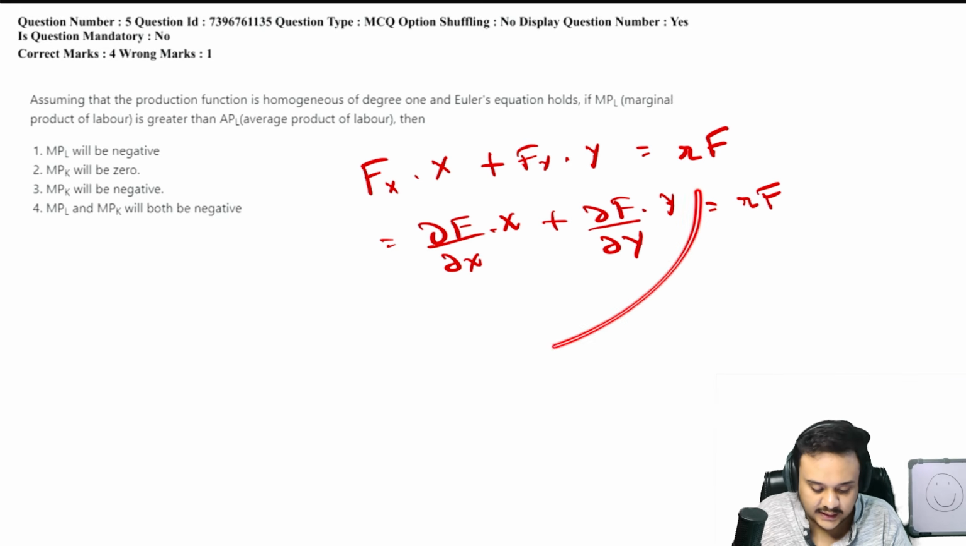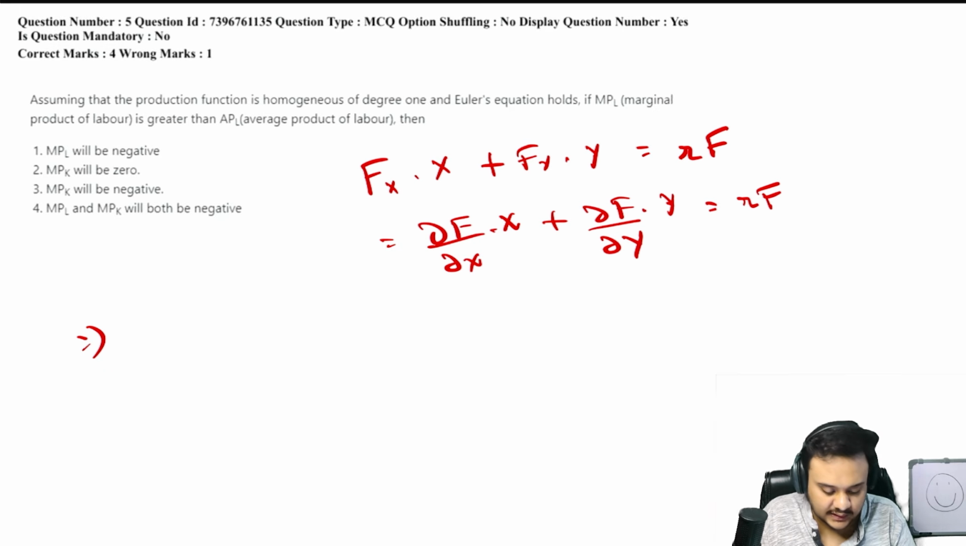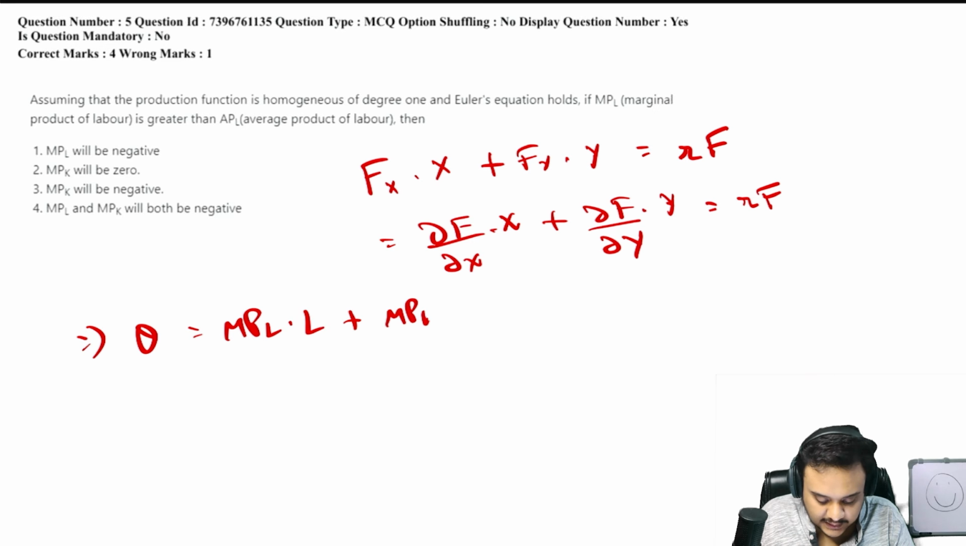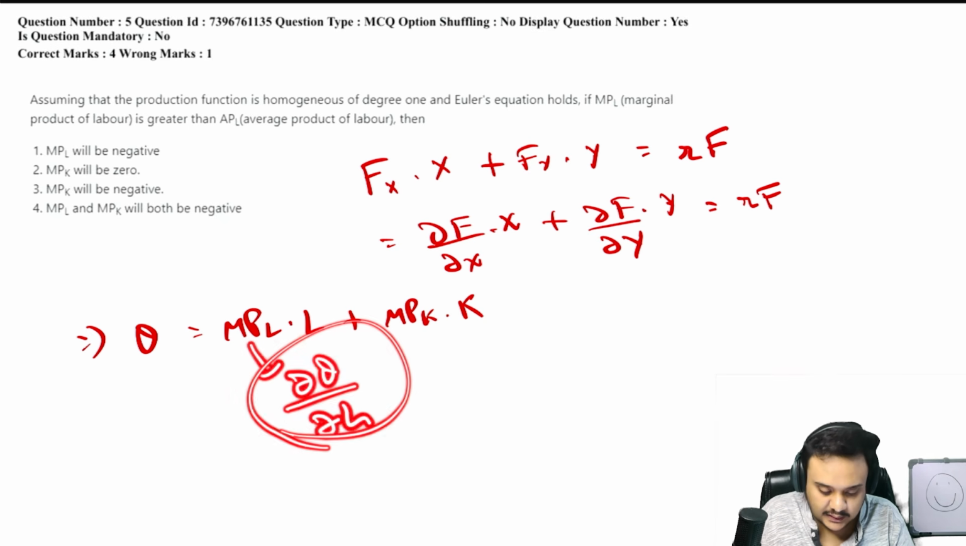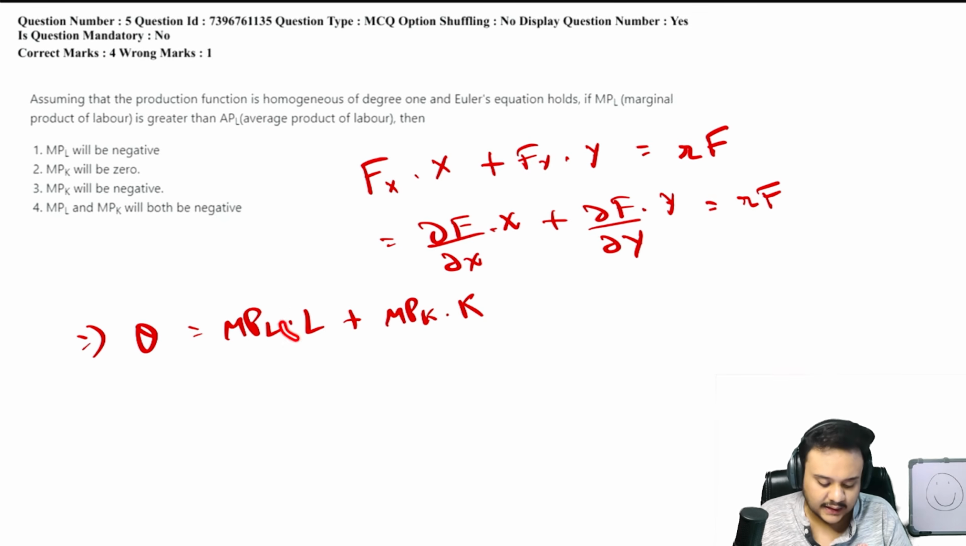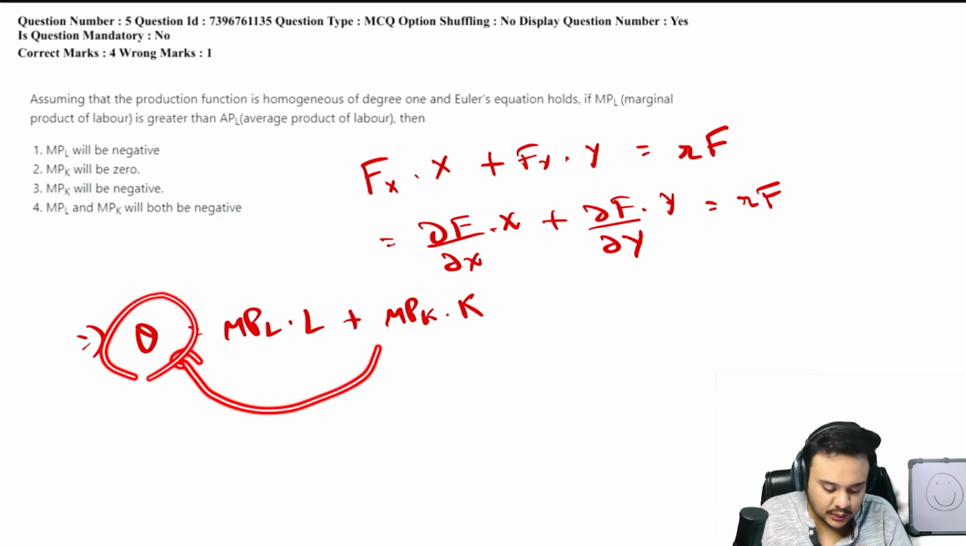Okay, so now let us take that to our equation. We know that the total equation is equal to q, which is the total output. It is equal to MPL multiplied by L plus MPK multiplied by K. MPL is what? Sigma q upon sigma l, right? Logically, we are just saying that if the input is multiplied by its marginal product for every input, then that will just give you the total output, right?